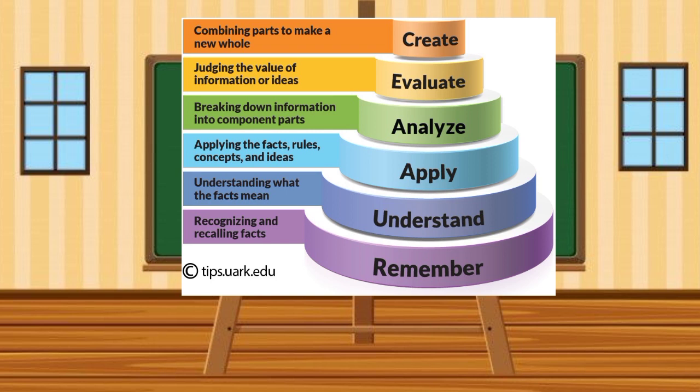These pictures show the clear meaning of each level. Create is combining parts to make a new whole. Evaluate is judging the value of information or ideas. Analyzing is breaking down information into component parts. Apply is applying the facts, rules, concepts, and ideas. Understand is understanding what the facts mean. Remember is recognizing and recalling facts.